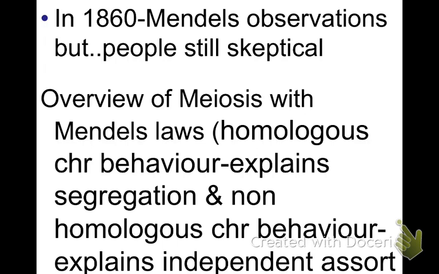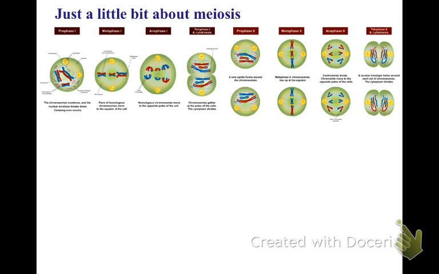So I would just like to go over meiosis and put it in perspective of Mendel's laws, and talk about how homologous chromosomes behave and the process of how segregation takes place, and how non-homologous chromosomes behave, and the way they assort independently and so on. Okay. So for that, a little bit about meiosis.